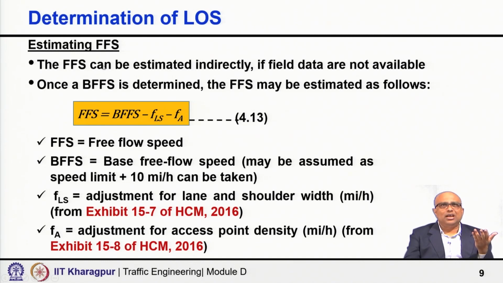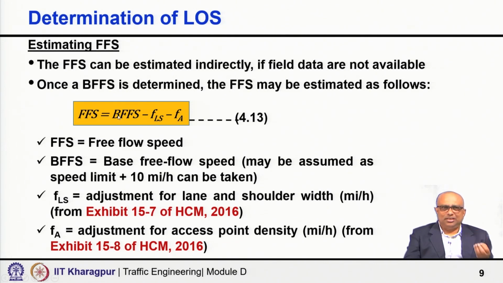Then the third method: you can directly estimate FFS if you are unable to measure it, neither at up to 200 vehicles per hour nor even at higher than that, right. So, you are not able to measure it in the field. In that case, this can be estimated. How? That is shown here in equation 4.13.